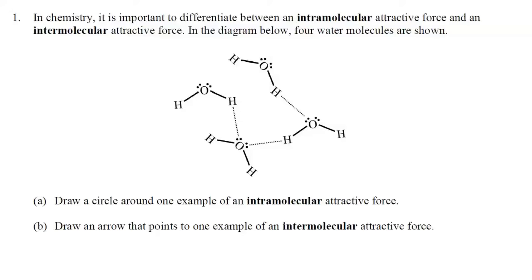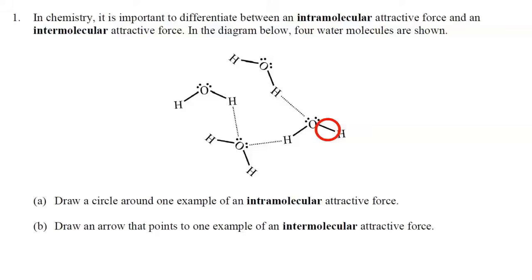So the prefix intra means within. So within the molecule, that would be a covalent bond. Since we have 4 water molecules that are shown in this diagram, that means there are a total of 8 covalent bonds, and you could have drawn a circle around any one of them. So here's one example. That's another one. This one, that one, this one, that one, or any of these. So these are covalent bonds that are within the water molecule.